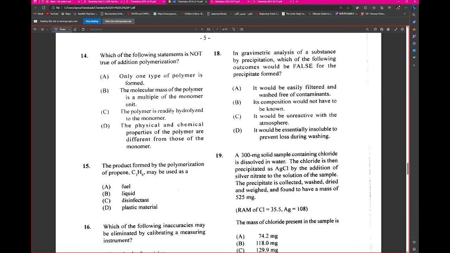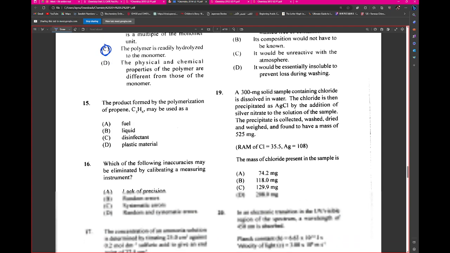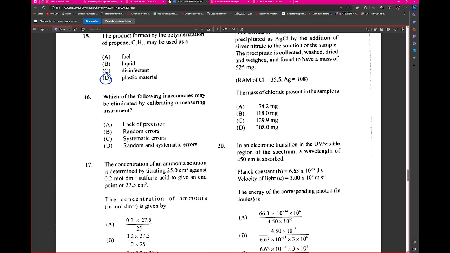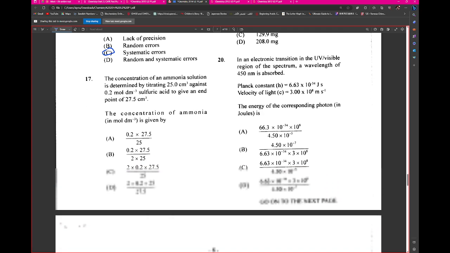Number 14, sorry. Which of the following statements is not true of addition polymerization? We saw this, right? So it can't be hydrolyzed to create a monomer. The product formed by the polymerization of propene can be used as a plastic material. Which of the following inaccuracies may be eliminated by systematic errors? All right, the concentration, we saw this already. So these are just all repeats, right?